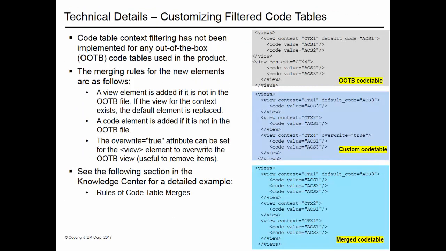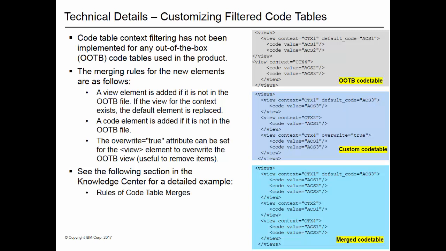Code table context filtering has not been implemented for any out-of-the-box code tables used in the product in this release. The normal rules for merging code tables apply. The merging rules for the new elements are as follows. A view element is added if it is not in the out-of-the-box file. If the view for the context exists, the default element is replaced. A code element is added if it is not in the out-of-the-box file.